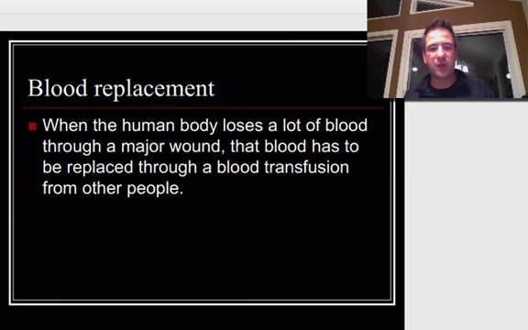Now, if there was a blood replacement, I don't know if anyone's ever had that, but I know my uncle has. When the human body loses a lot of blood through a major wound, then that blood has to be replaced through a blood transfusion from another person. So that's why we donate blood.